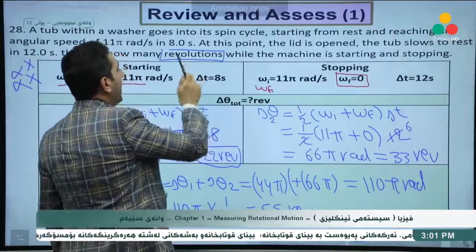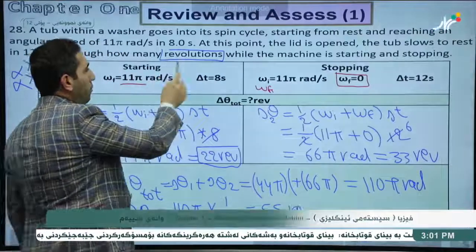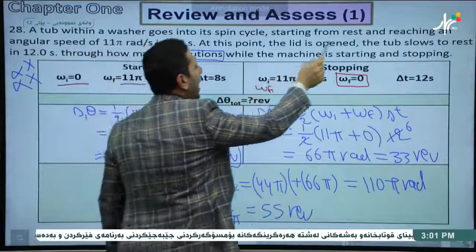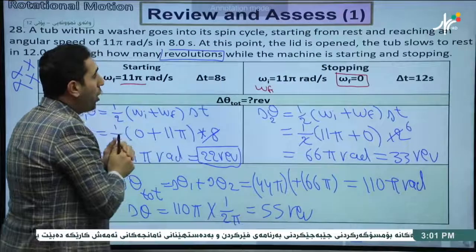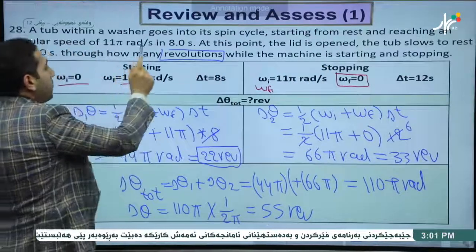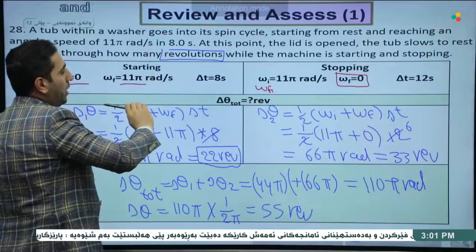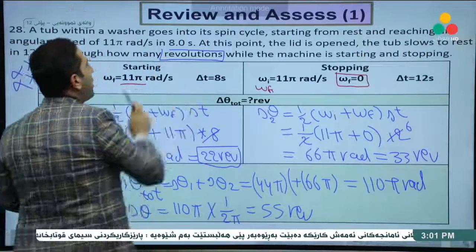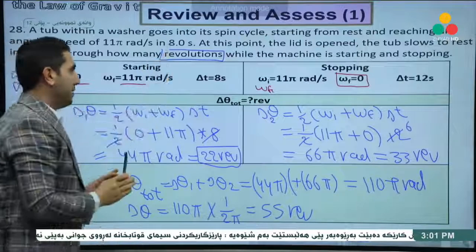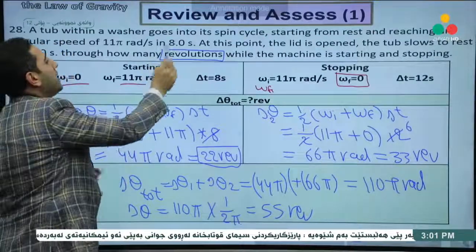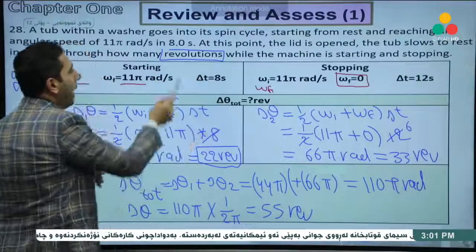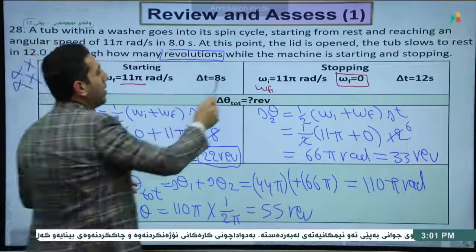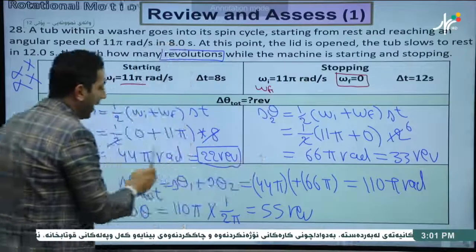Find how many revolutions while the machine is just starting is 22 revolutions, or find how many revolutions in 8 seconds or during 8 seconds, while the machine is starting again.